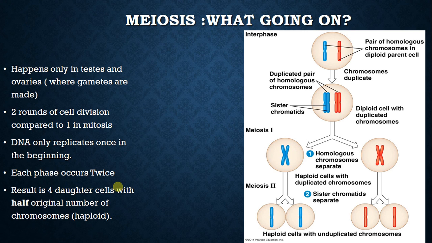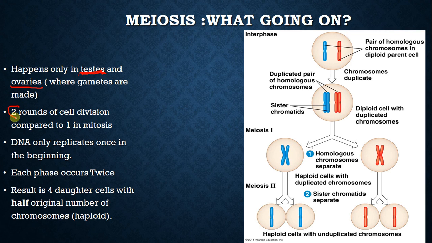So now we're going to look at what specifically is going on in meiosis. Well, a lot of it is similar to mitosis, except there are 2 major differences. Meiosis only happens in the testes and the ovaries, so where the human gametes are made, or other animals where those gametes are made. So they're only happening in these specific places. Meiosis doesn't happen in any other place in your body except where gametes are made.